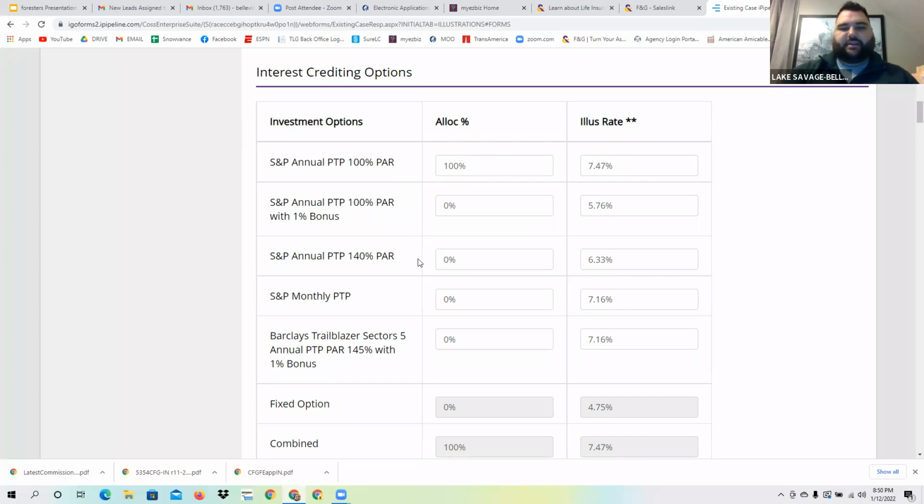140% participation means that if last year's rate was 10%, what's 140% of 10? Right? Why am I so slow? I bet Josh Harris is going to watch this and laugh his butt off at me, because I can't do math that quick. It's 14. Yeah, it's 14. Duh, take away the 0.